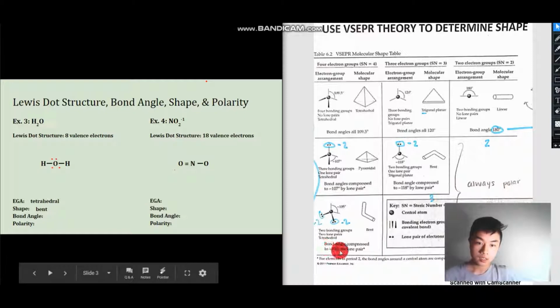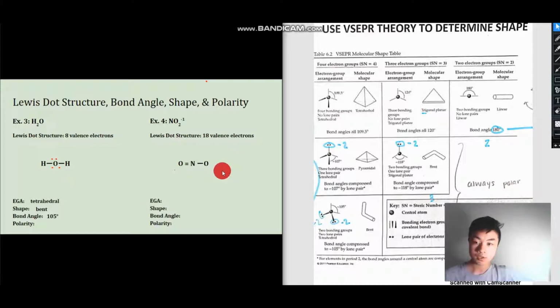Right down here, it tells us that the angle is going to be 105 degrees, and the polarity, since it is a bent shape, is not symmetrical in a sense. Well, theoretically, it's just going to be a polar molecule. And it's just easier to remember that water is a polar molecule because that's what we're going to have to be dealing with throughout the rest of Intro to Chem anyhow.